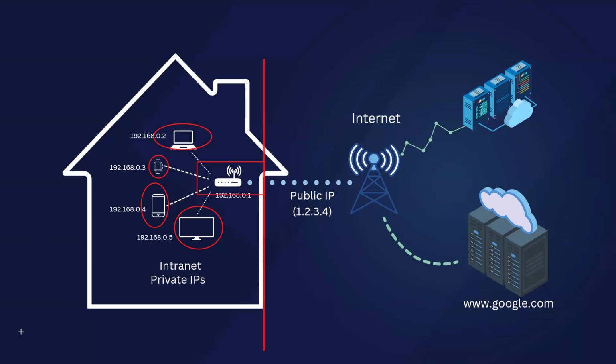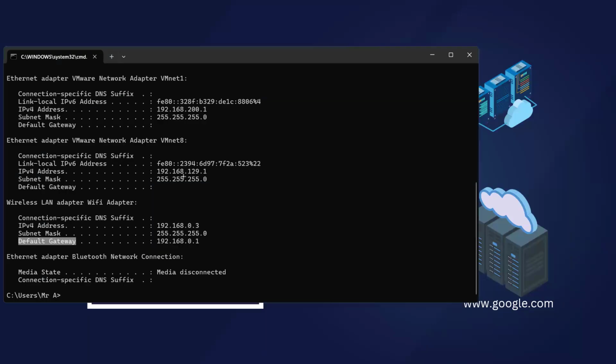Usually the default gateway gets the first IP in the network. If you notice in my command prompt, the default gateway is getting the first IP, 192.168.0.1. Please note, 0.0, that IP is never assigned to any system, guys. 0.0 is called the network ID. It's the identification for the network. So the first IP usually starts from 1.